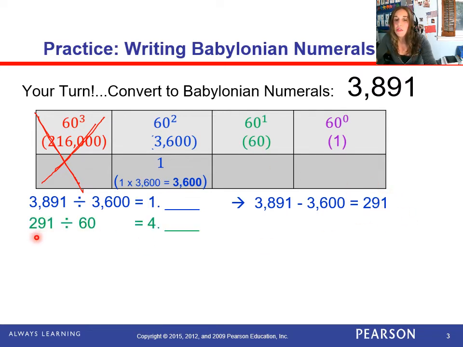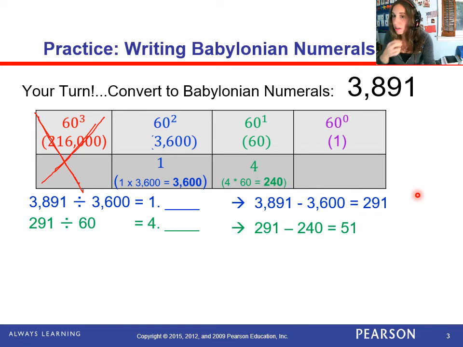So if I divide 291 by 60, I get 4 point something, which means I can fit 4 of those in there. 4 times 60 is 240. I started with 291. I've used 240, so I'm going to subtract to see how many I have left. I have 51 left, which means I have 51 in the units place.